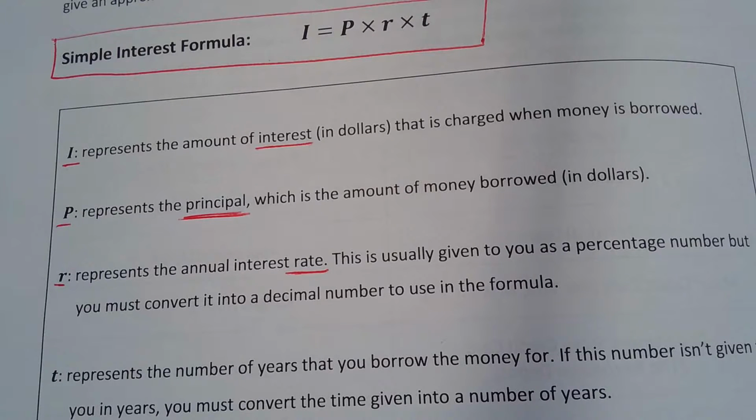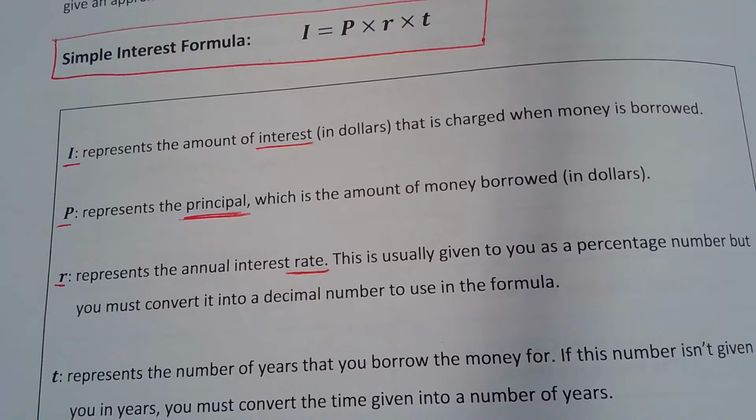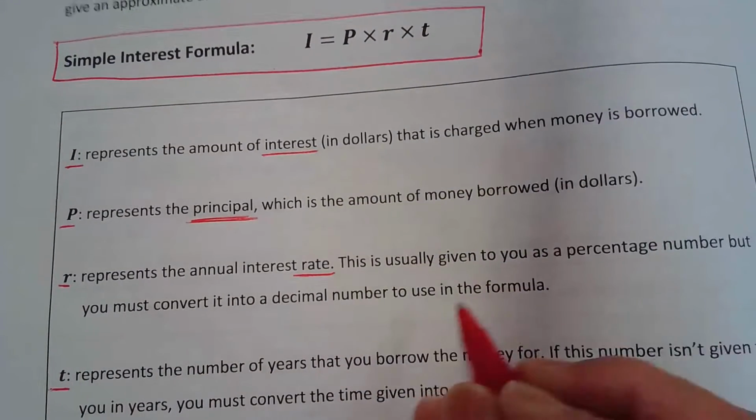Because if they call it I, well, is that the interest rate or is that the interest amount? It's confusing, right? So they have to use a different letter. In this case, R for interest rate. And then what's the T? The T is time.